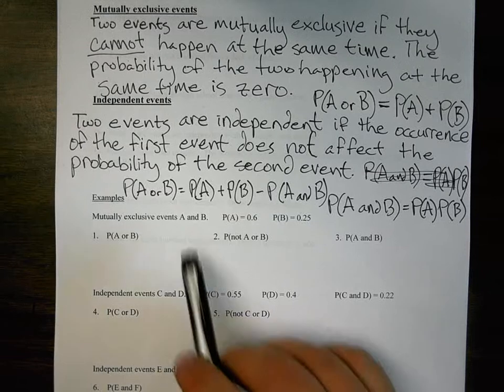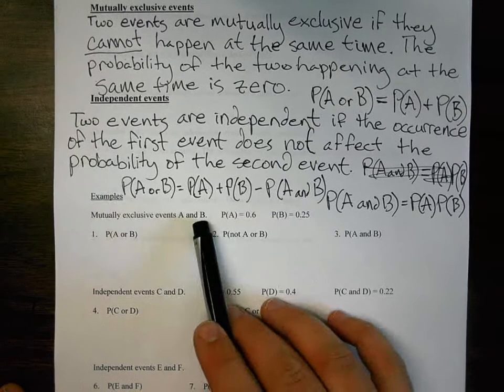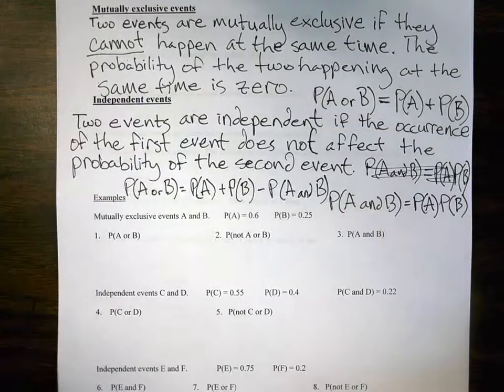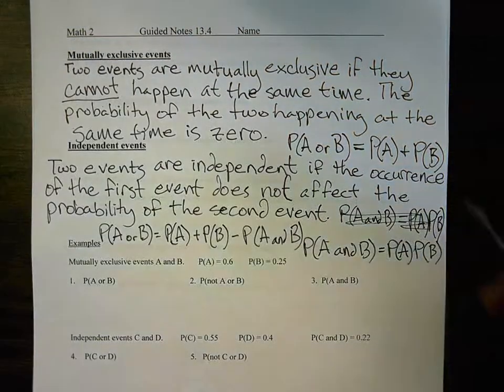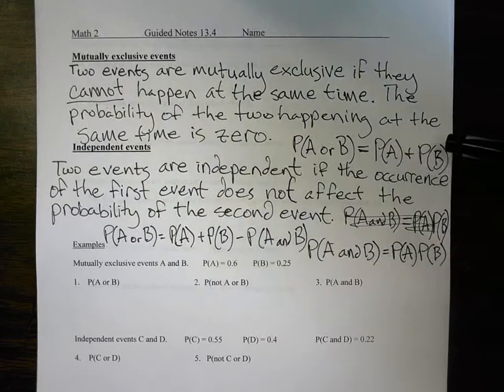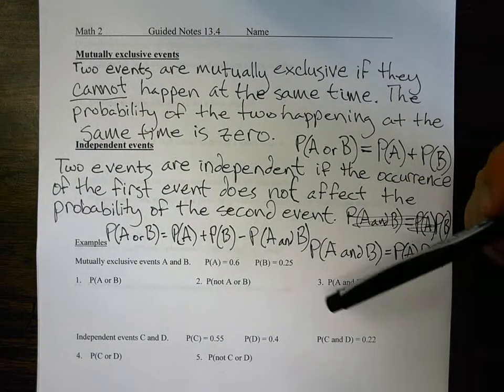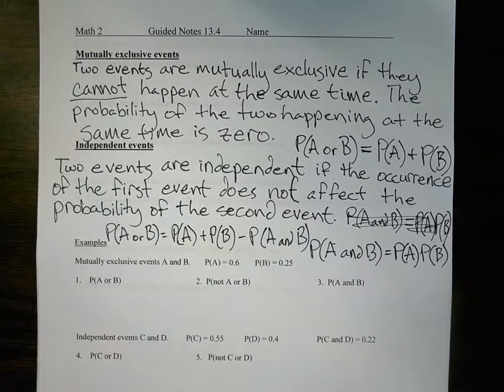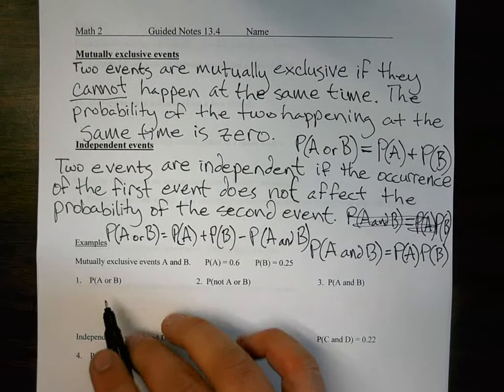We have mutually exclusive events A and B. So disregard everything in the independent events category. We're going to be using mutually exclusive events, and we're going to be using this formula here. Okay, so mutually exclusive events A and B. Probability of A is 0.6. Probability of B is 0.25. So we want to figure out the probability of A or B.